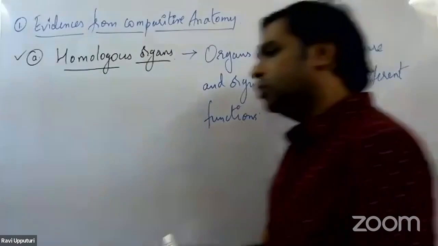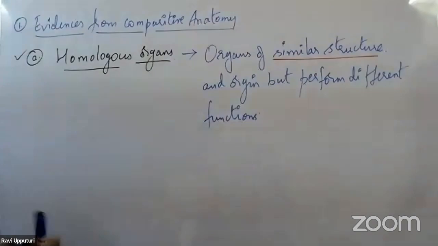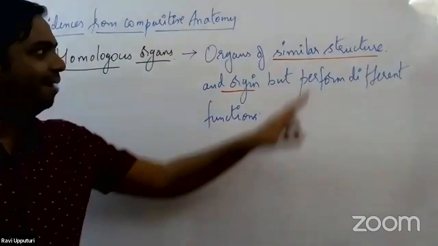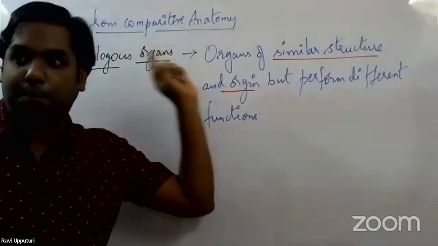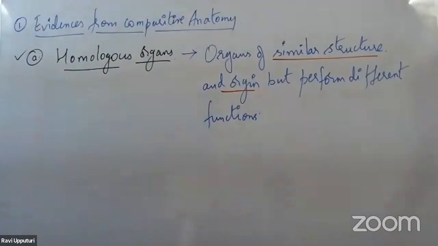What are homologous organs? Organs of similar structure. Number one, what we need to remember is that the structure is the same. Number two, the origin is also the same. So if there are two organs having the same structure and same origin, but they perform different functions, they are referred to as homologous organs. Now, what examples can we give for homologous organs?